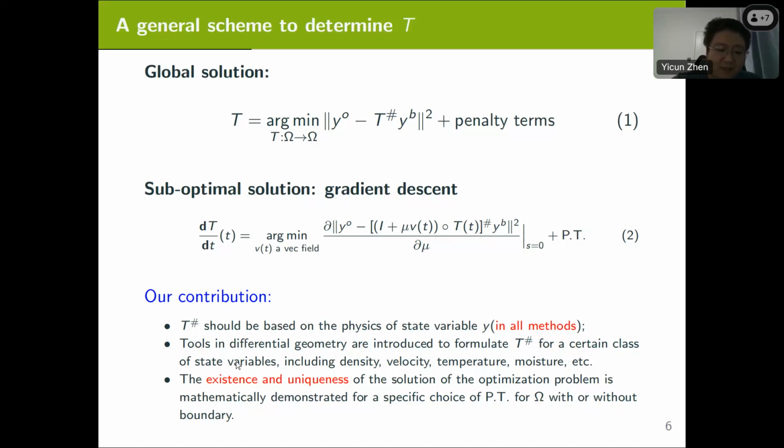The second and third points are basically mathematics. The first point is the most important: T sharp must be physics based.